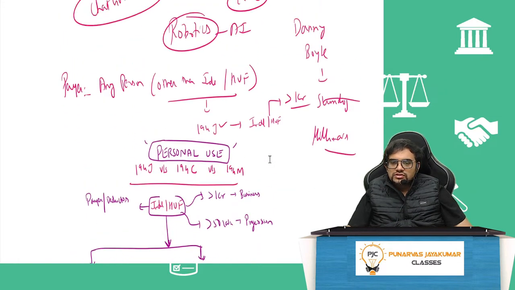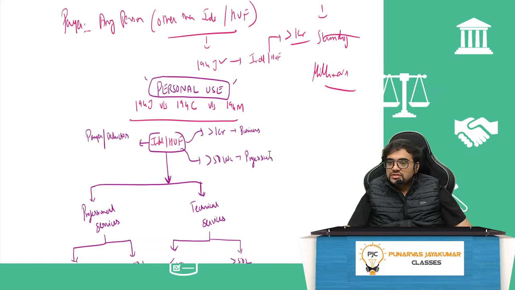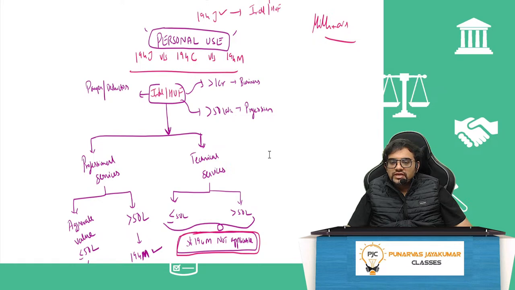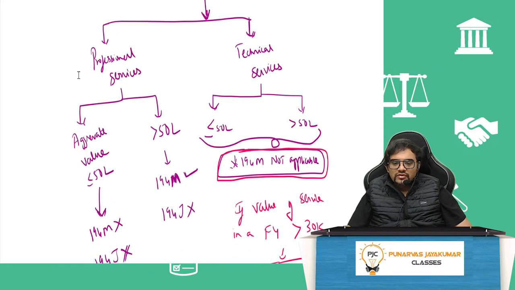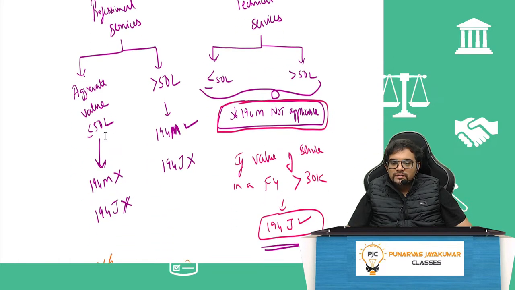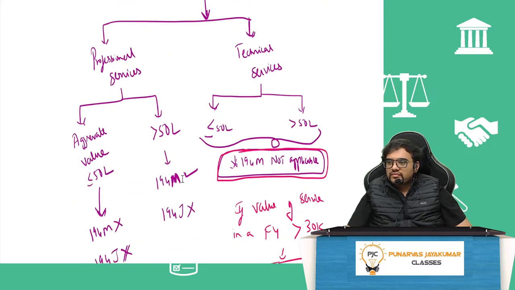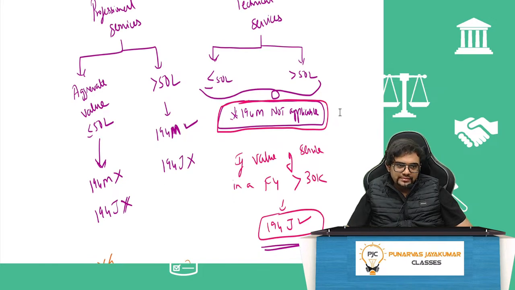But if you see, it is also applicable for a person, a deductor, whose income is more than 1 crore turnover or profession 50 lakh. So, interesting to know, if he is hiring professional services, aggregate value less than or equal to 50 lakh, 194M will not come, 194J also will not come. But if it is more than 50 lakh, 194J will not come. But since he is a big individual, 194M will come. But if he is hiring technical services, if it is less than or equal to 50 lakh also, more than 50 lakh also, 194M will not apply.